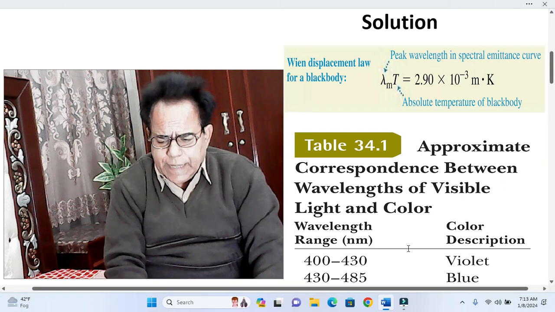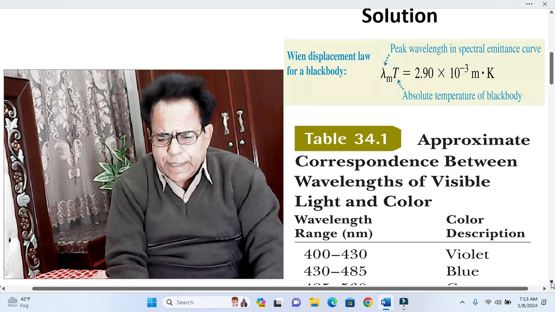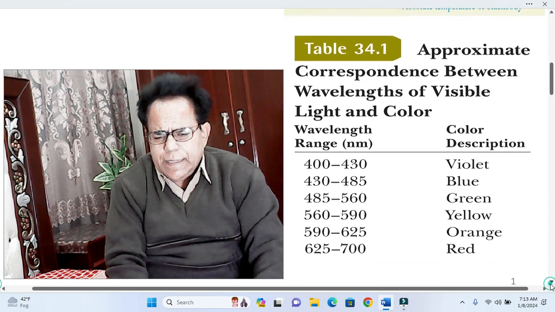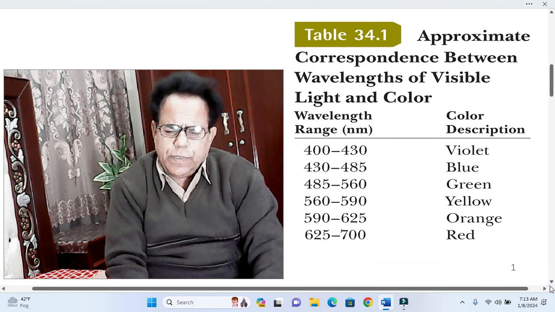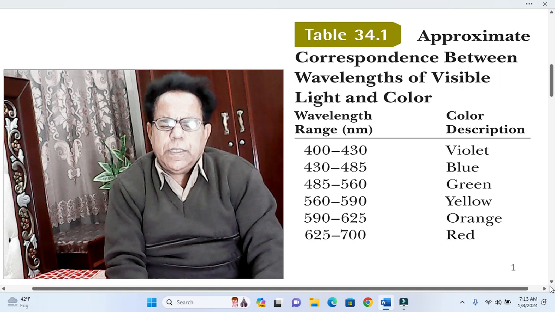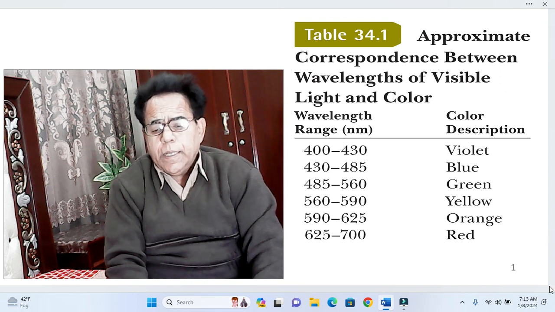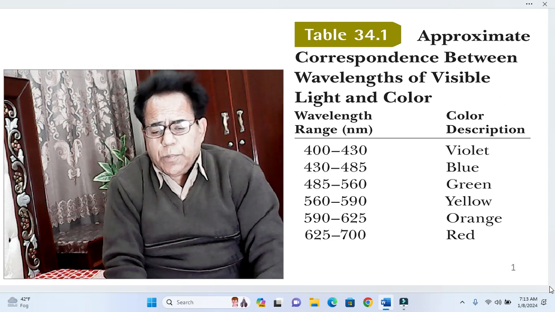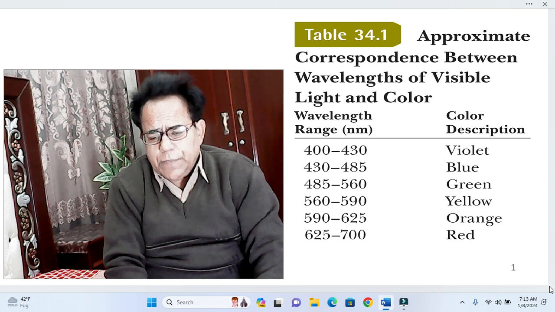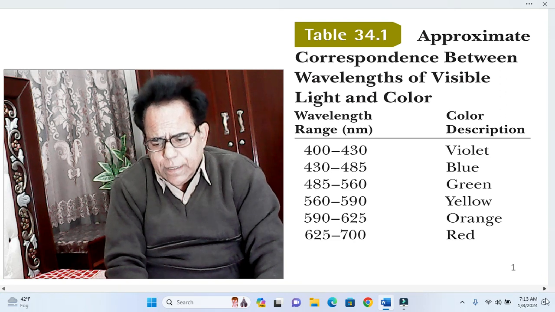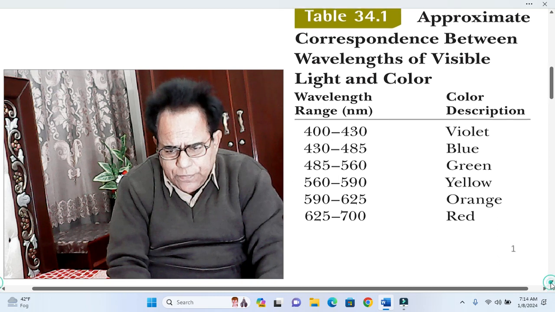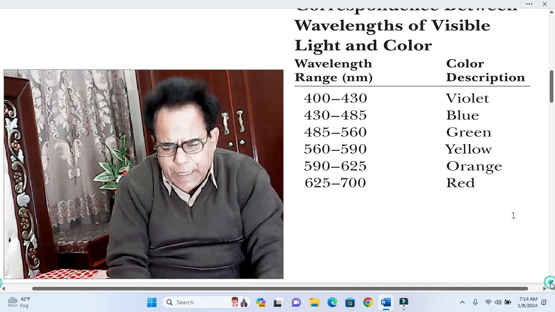Now, dear students, the second and third snapshots should be assumed as a single snapshot, because these are just alternate versions of the same philosophy. The two snapshots have been taken from two different books. This snapshot is about the approximate correspondence between wavelengths of visible light and color: wavelength range in nanometer, and then color description.